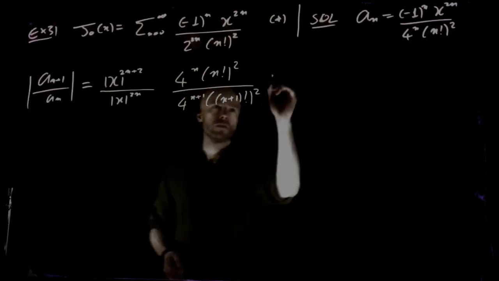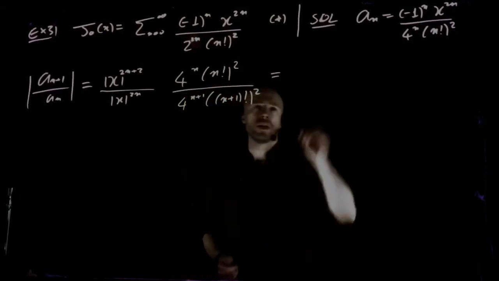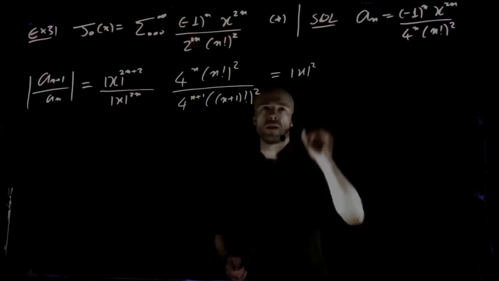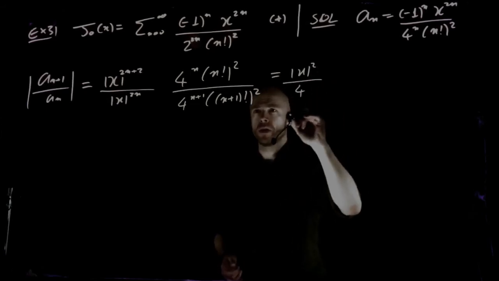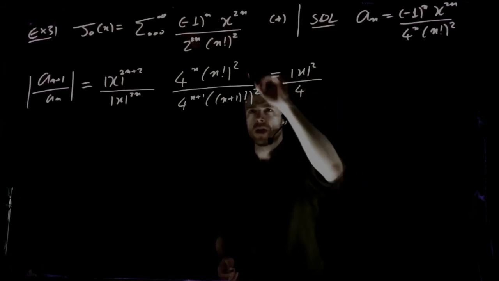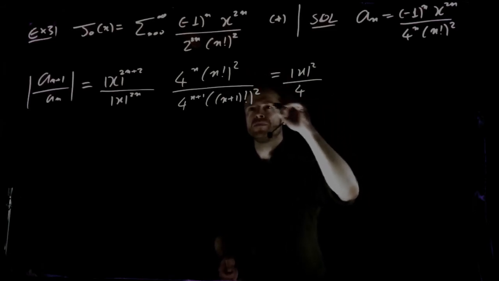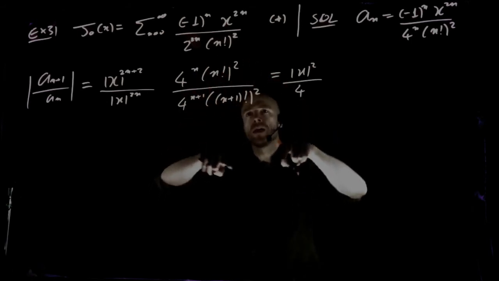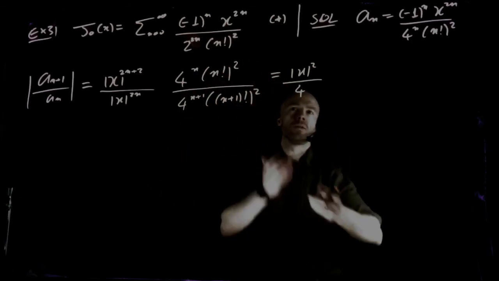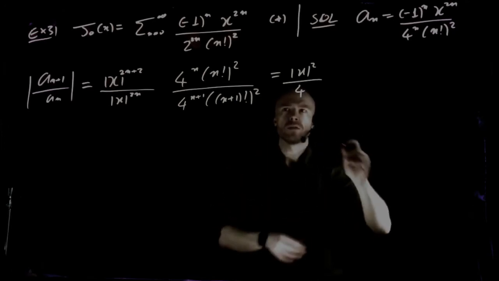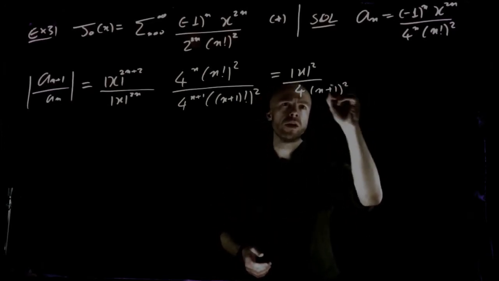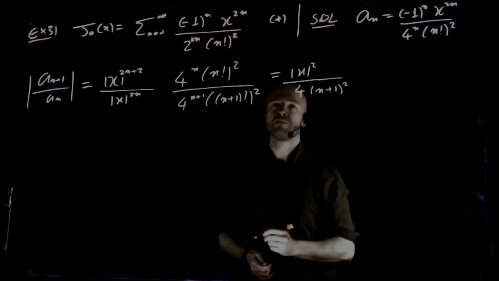And then we see a bunch of simplifications. So what we're going to have is just mod x squared over 4. And then we can put this n factorial over n plus 1 factorial all squared. We know that n plus 1 factorial is just n plus 1 times n factorial. So then this thing here will just be n plus 1 squared, right?